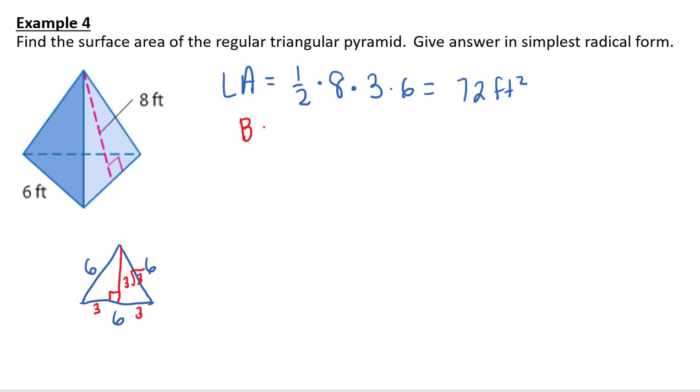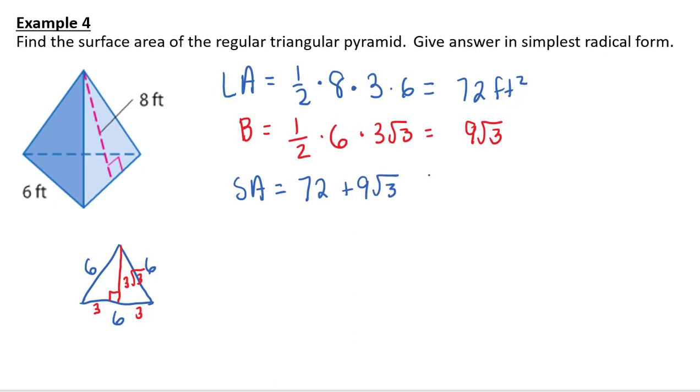So the area of my base is 1/2 base, which is 6, times my height, which is 3 root 3. And so that ends up being 9 root 3. So my total surface area is 72 plus 9 root 3 square feet.